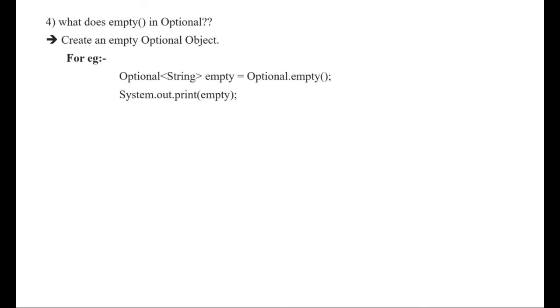Next question is the empty method in Optional. It is used to create an empty Optional object. Let's see the example. If you are calling the empty method, it will create an empty Optional object.